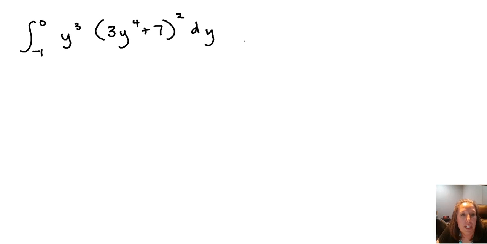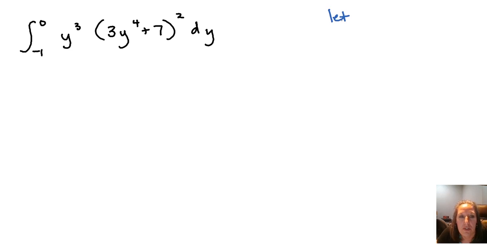Hello, in this video we're going to take a look at finding a definite integral involving substitution. So we see we've got the integral from -1 to 0 of y cubed times the quantity 3y to the fourth plus 7 quantity squared, and we are integrating this with respect to y. So this is a substitution problem unless we wanted to go ahead and multiply that out. Let's go ahead and leave this one as a substitution.